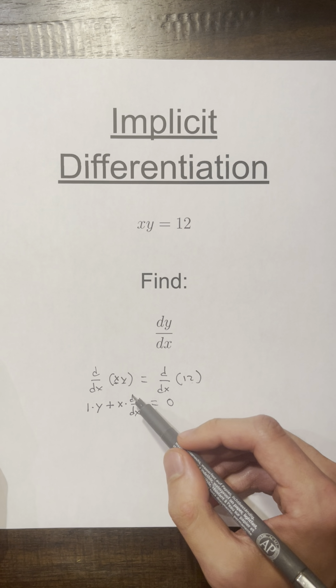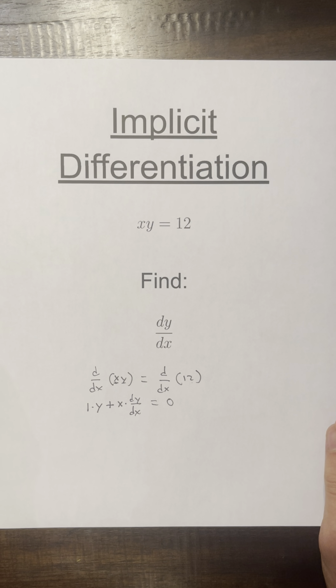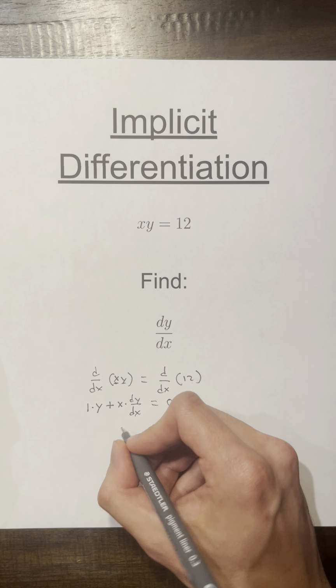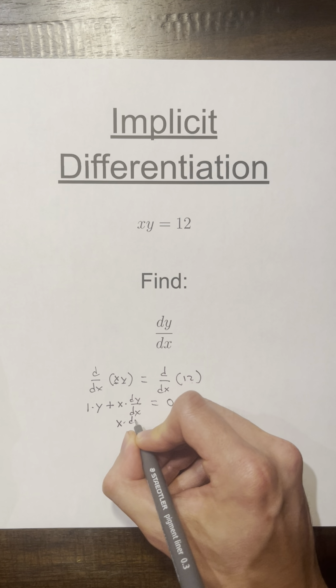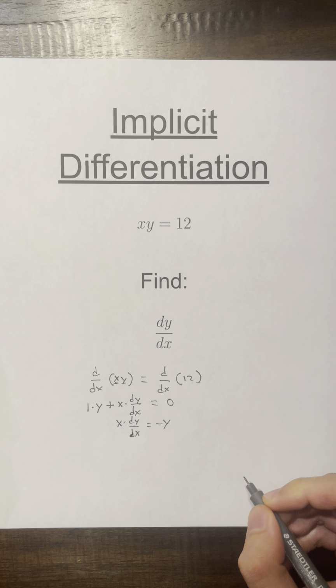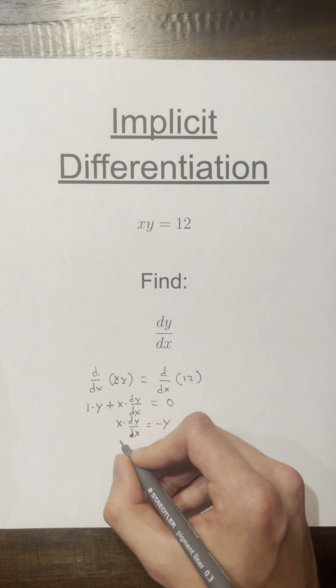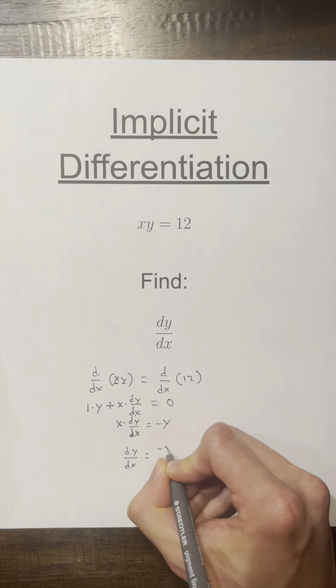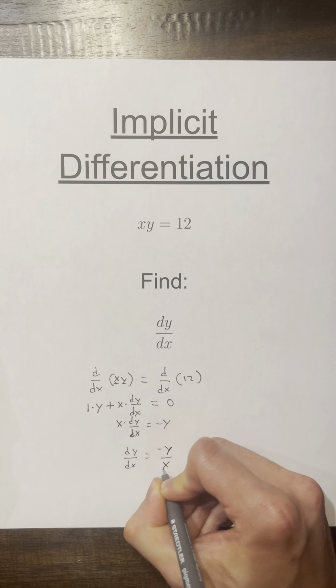Okay. Now the question is asking find dy/dx. So we should get dy/dx by itself here. How do we do that? Well, I need to get this by itself first, so I'm going to subtract y from both sides of the equation. And then what should I do? Divide both sides of the equation by x.